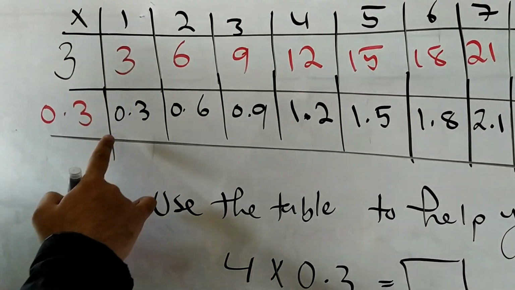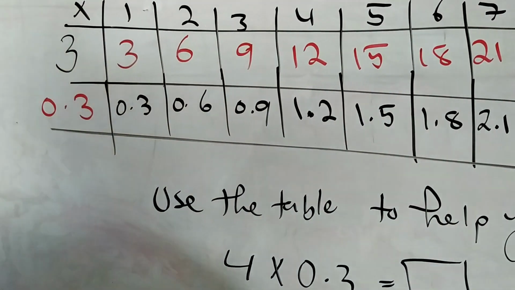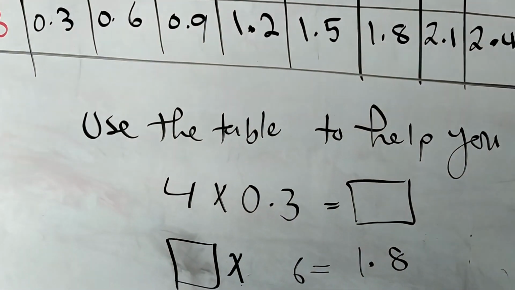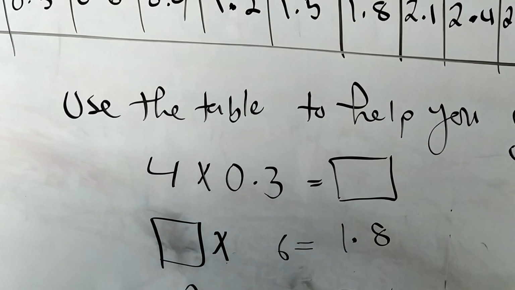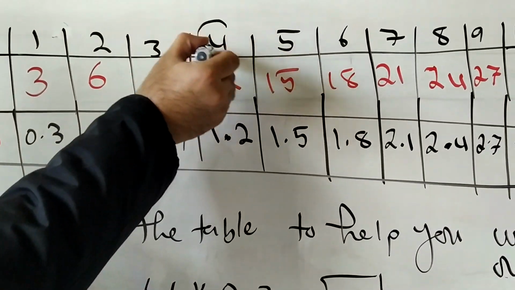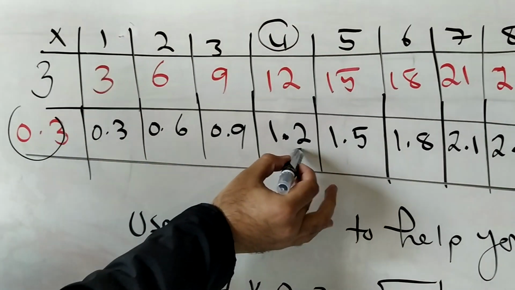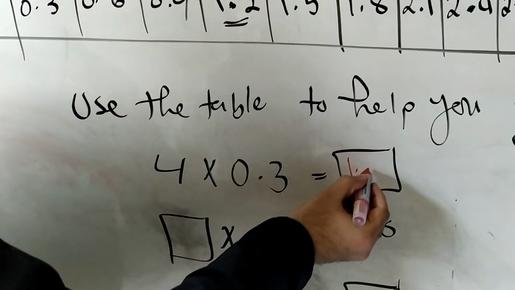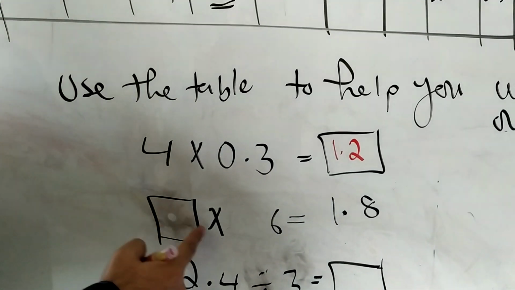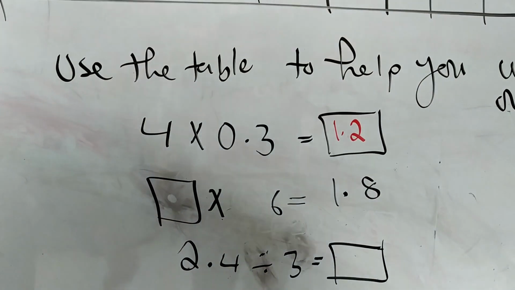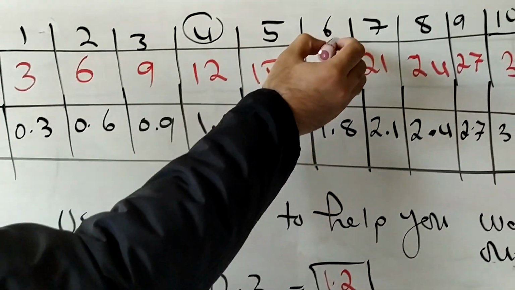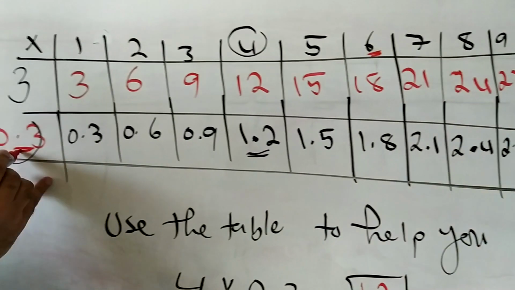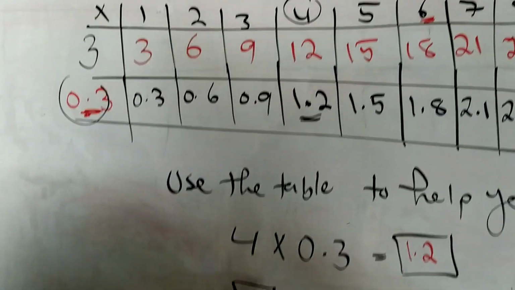So, these are the answers. Now, here we have this equation. Use the table to help you work out 4 times 0.3. The answer is 1.2. Now, something times 6 equals 1.8. Here we have 6, something times 6 equals 1.8, 0.3. Look from the table, 0.3.